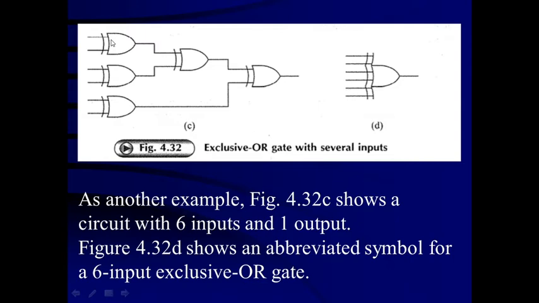Here there are 3 exclusive OR gates which will be in the input side. Output of this one is given to another exclusive OR gate and output of this one is connected to the input of this exclusive OR gate, and that way you can produce 6 input exclusive OR gate, and higher input exclusive OR gate also can be prepared in the similar manner.